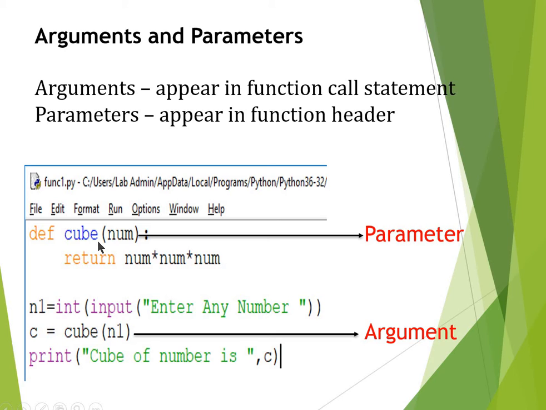Here I have defined a function called cube. So def cube, within brackets I have given a variable. This is the function definition. The variable which appears in the function header is known as a parameter. And here the function call is c is equal to cube of n1. Here we are calling the function. The variable which appears in the function call statement is known as the argument. So arguments are the variables that appear in the function call statements, and parameters are the variables that appear in the function header.